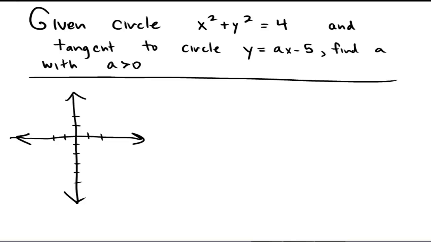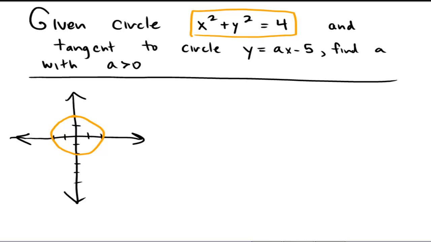squared plus y squared equals 4 and tangent to the line y equals ax minus 5, we're asked to find the a with a bigger than 0 that makes this happen, right? So recall that x squared plus y squared equals 4 is a circle with a radius of 2. If I were to draw that here on the grid, it would look like that, right?